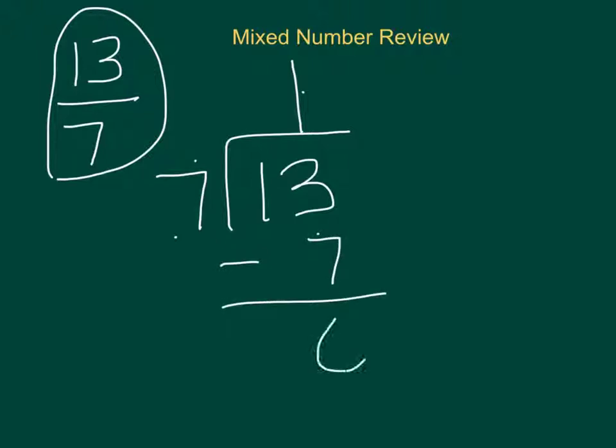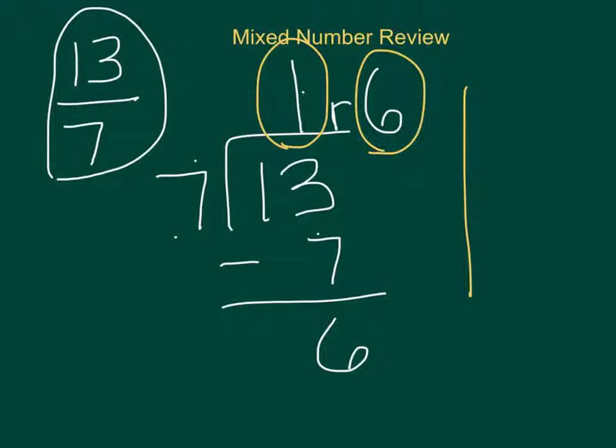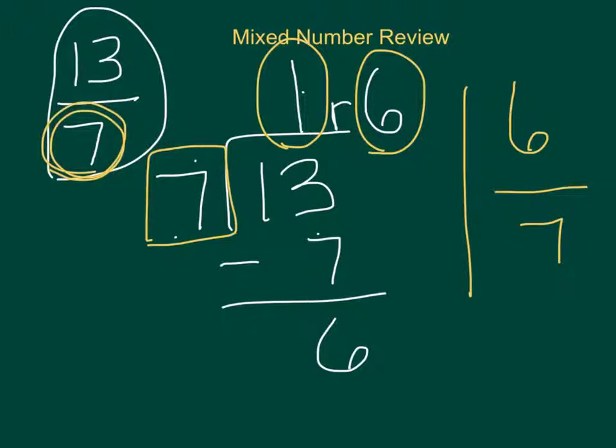13 minus 7 is 6. There's nothing left to bring down or divide, so I have a remainder of 6. So I can then write my mixed number from this division problem. That 1 is my whole number. The remainder becomes my numerator. And the number I'm dividing by is my denominator. Also, your denominator is going to stay the same. So that's just a review of how mixed numbers can be created using an improper fraction.